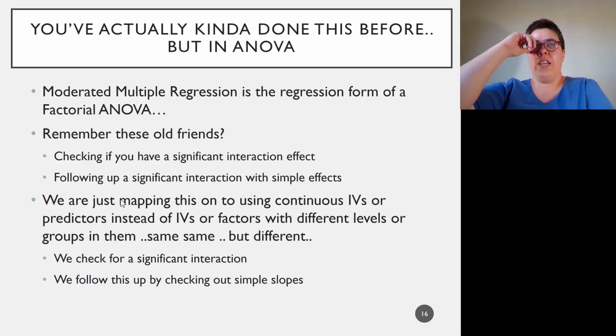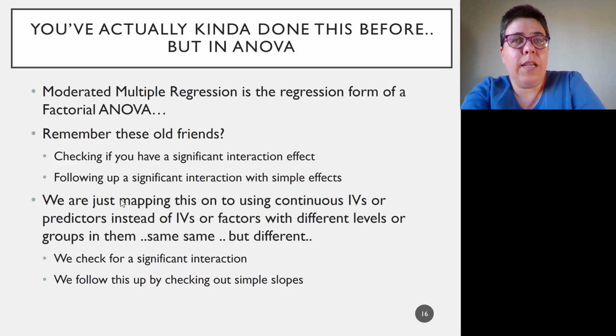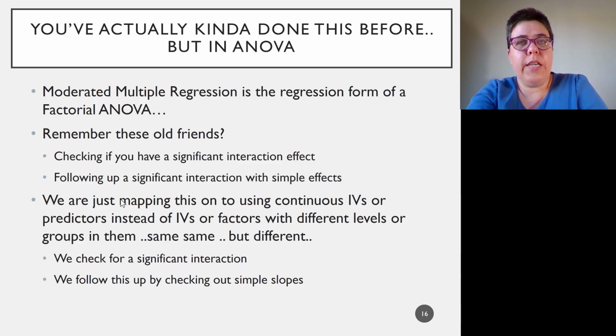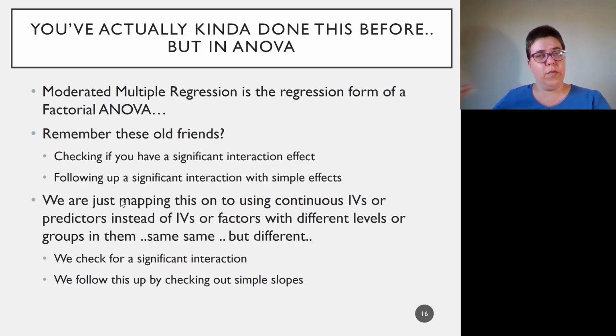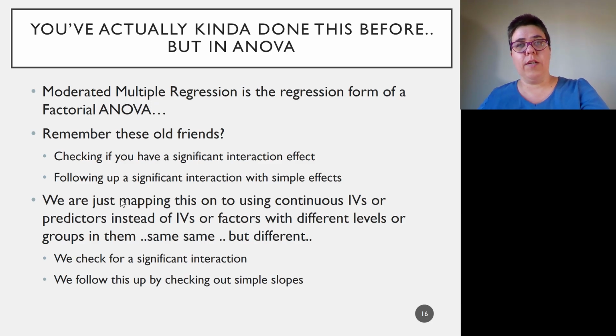Okay, so first let's revisit the conceptual similarity between moderation and interactions in ANOVA. Remember how in the omnibus tests, you check if there's an interaction, and if there is an interaction, you follow it up with simple effects. This exact structure is followed in a moderated multiple regression, which means a multiple regression which includes a test of interactions. So moderated multiple regression means a multiple regression in which we're testing the presence of an interaction.